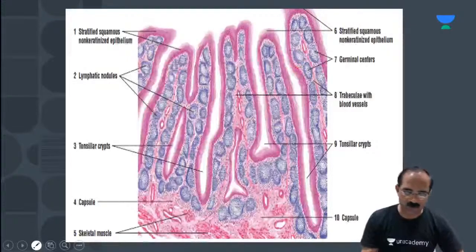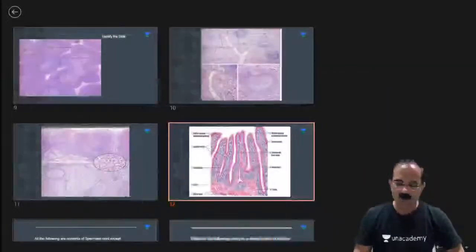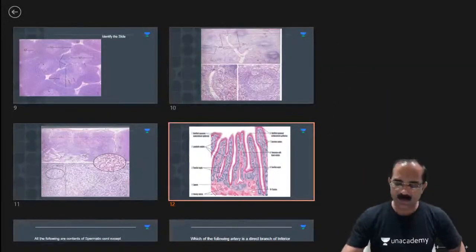So this is a slide of tonsil. Are you able to follow this? Students, are you able to follow this?